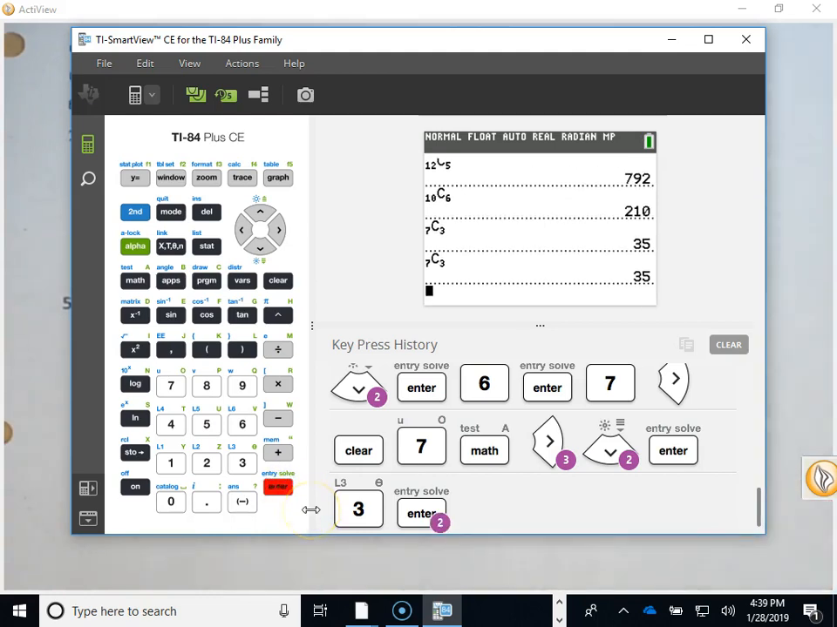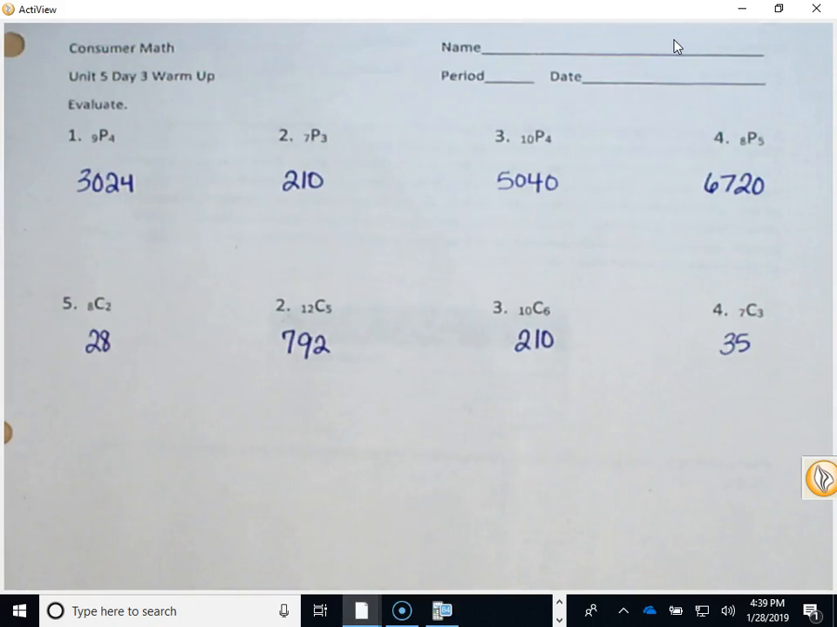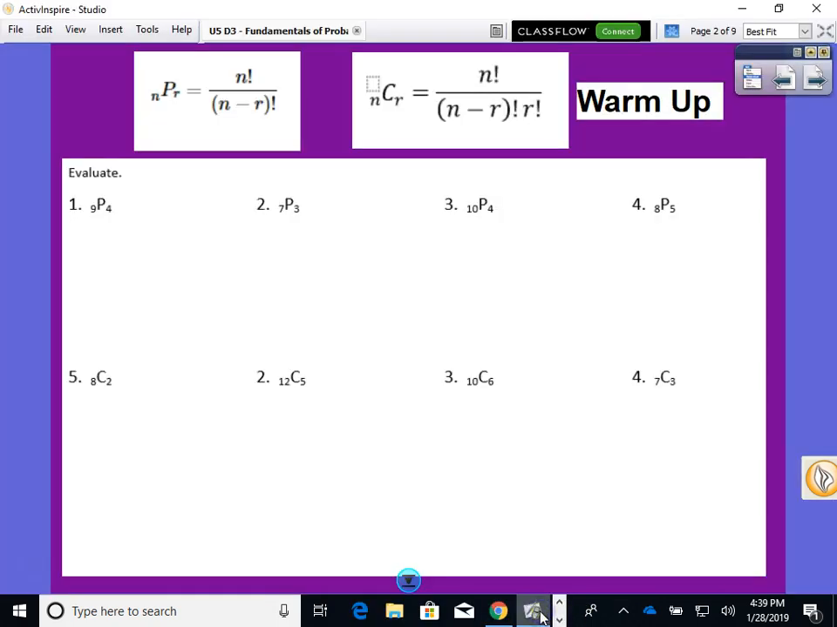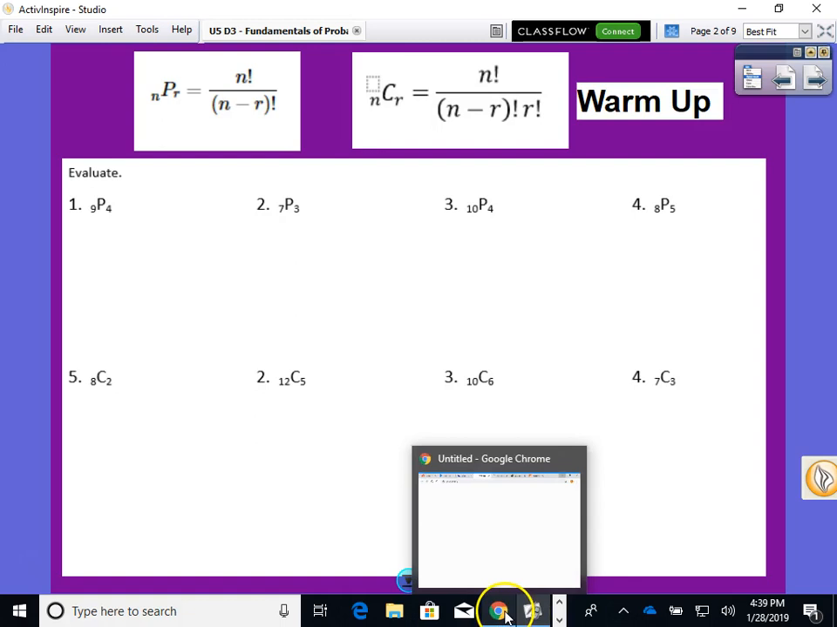Now the wonderful thing about calculators is they did all the hard work for you. Remember, you could still go back and do the formulas that were on here that we learned last class. So n factorial over n minus r factorial. So let me show you what that would look like on our paper if you were to figure it out that way.